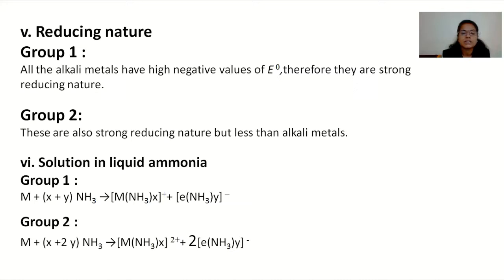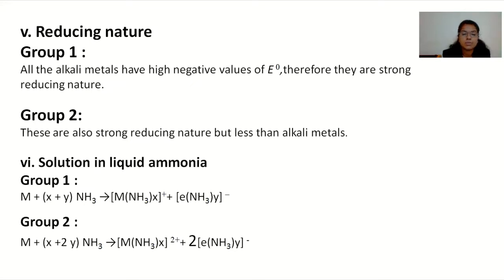So here the first reaction is metal plus x plus y NH3, it forms this type of ion which gives the deep blue color to the solution. The ammoniated electron is responsible for this deep blue color, and these solutions are paramagnetic and on standing liberate hydrogen slowly, resulting in the formation of metal amides.